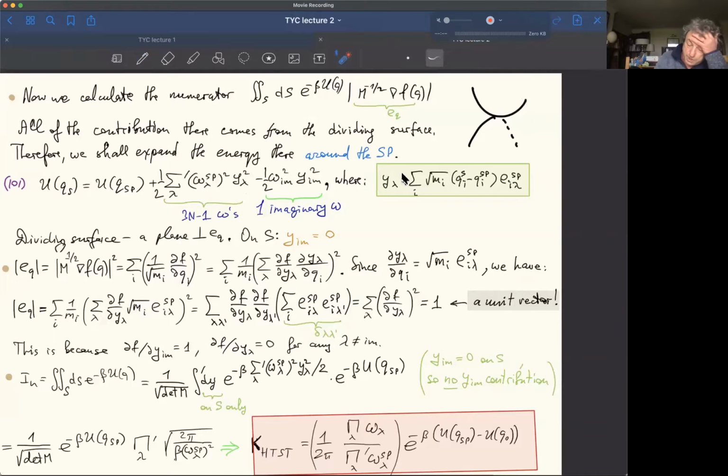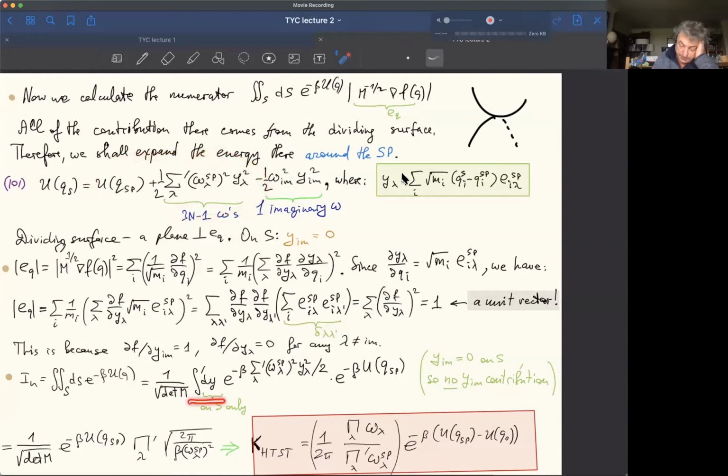Then you can show that the modulus of this vector is actually equal to 1. And then the integral over the dividing surface can be calculated analytically by simply using this expression and the fact that on the dividing surface, this y is 0. Because we stay on the dividing surface precisely at that point. We do not go away. Yeah, so that is 0.